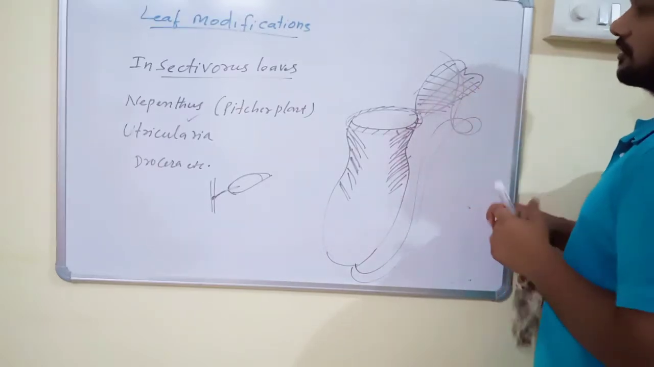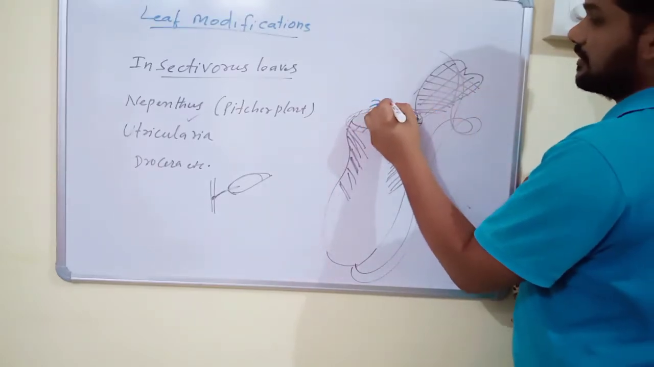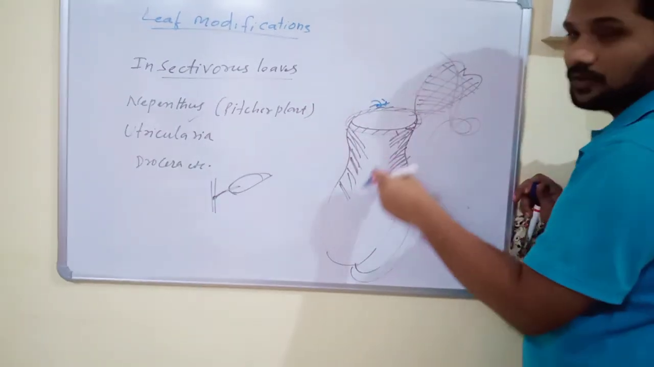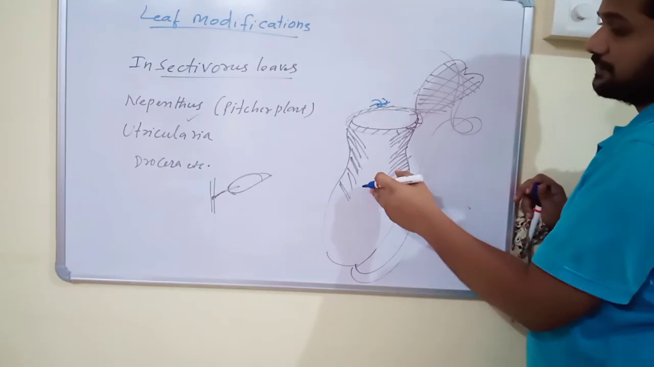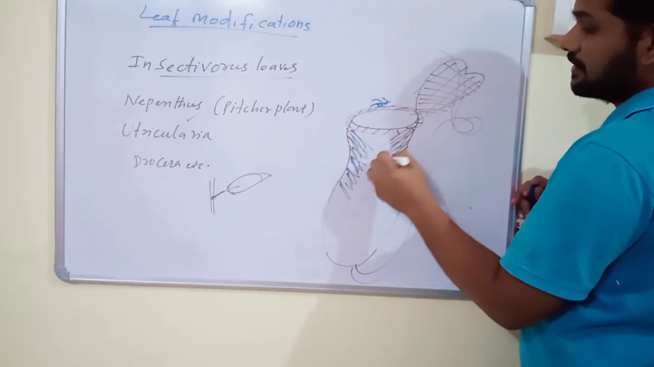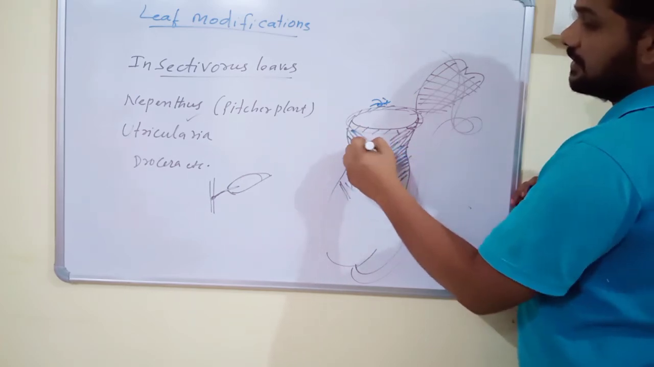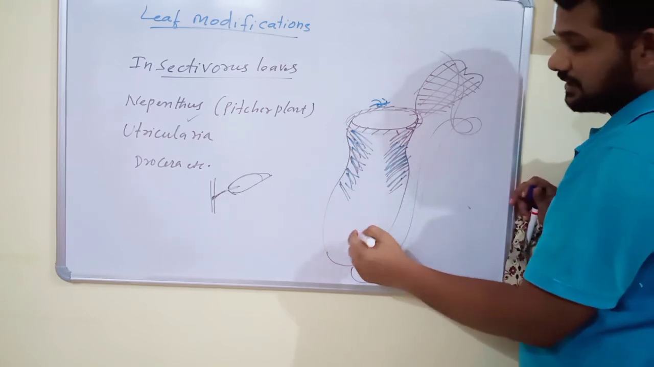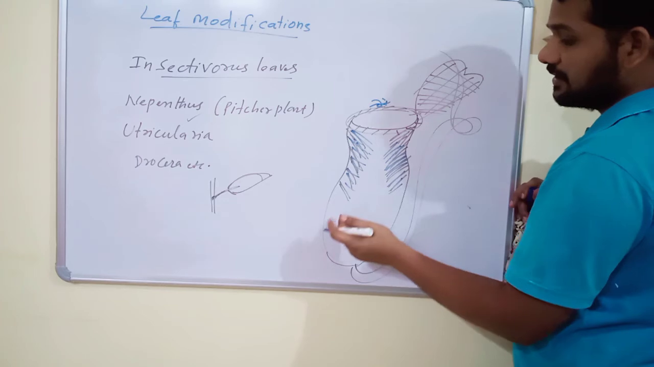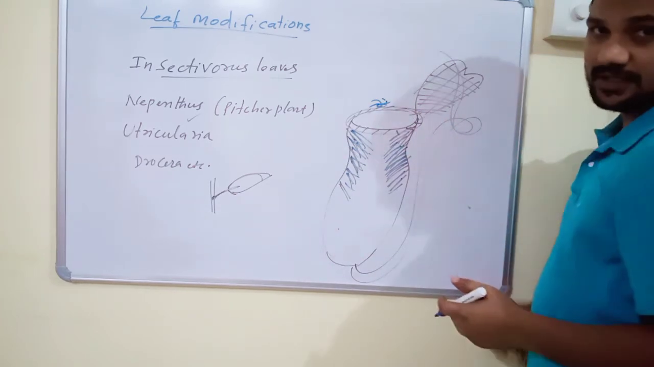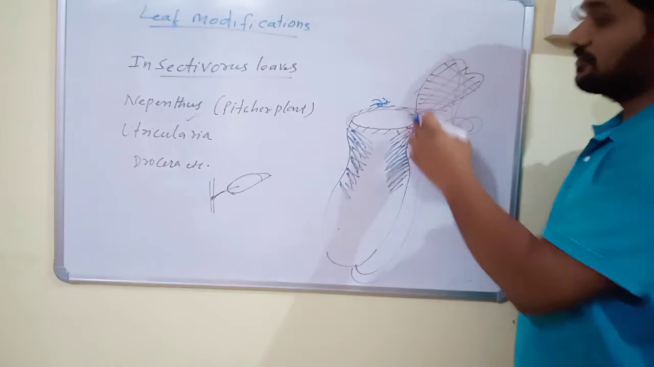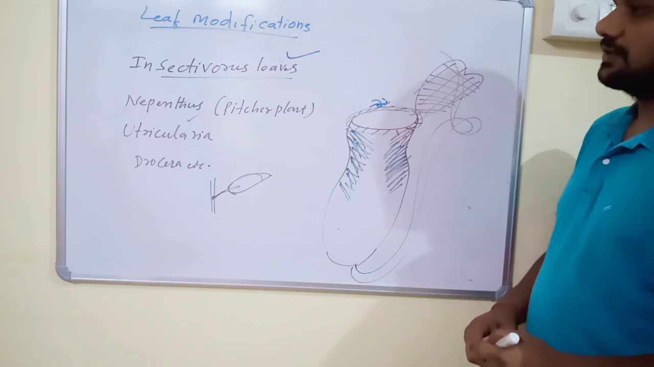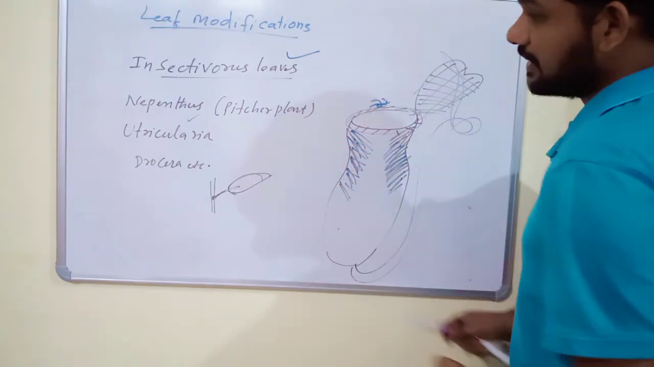Due to this, many insects land on this rim. When insects land on the rim, the lid is automatically closed and pushes the insect inside the pitcher. And these downwardly projecting hairs do not let the insect escape, and they push the insect into the lower part of the pitcher, which produces many digestive enzymes. These digestive enzymes digest the insect and assimilate the nitrogen from insect proteins, and such leaves are called insectivorous leaves or trap leaves. Examples: Nepenthes, Utricularia and Drosera.